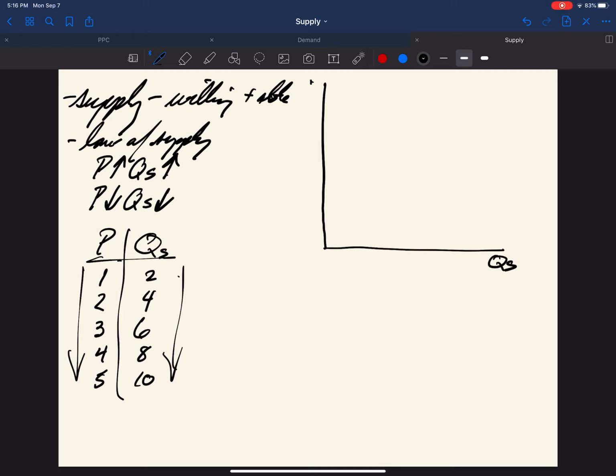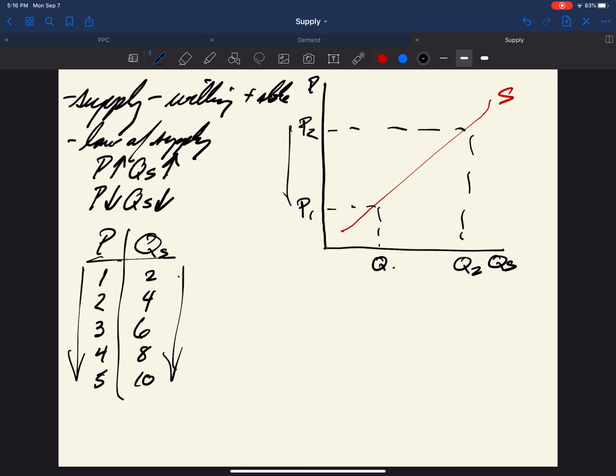Quantity supplied, price, and there we go. There's my supply curve. Okay. And this also has to agree with the law of supply. So here's P1 to Q1, P2 to Q2. Okay? So as price decreases from P2 to P1, quantity will decrease from Q2 to Q1. And that's pretty much it for that end.